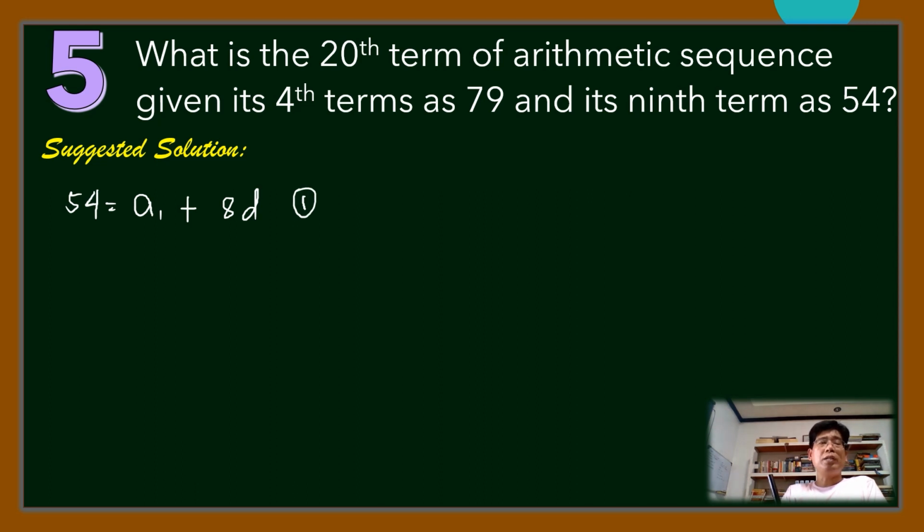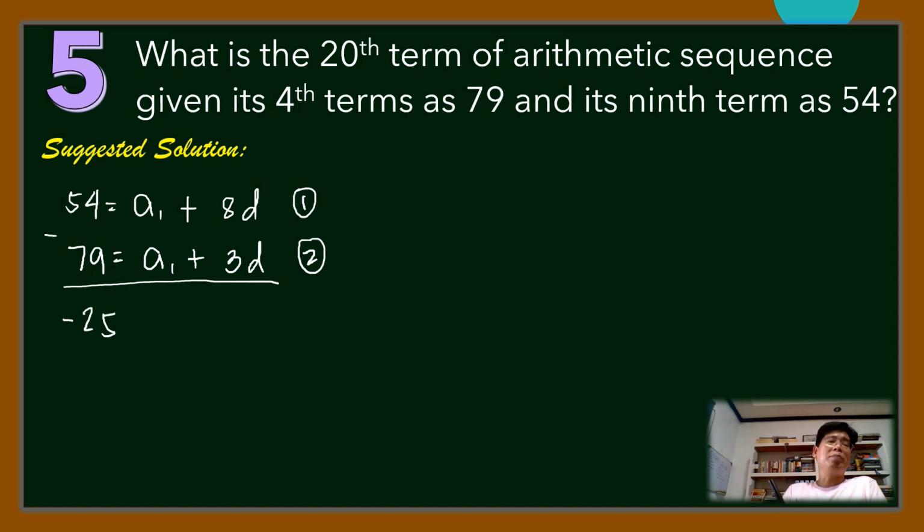Let's have this as equation 1. Also, we are given 79 as the 4th term. We have 79 equals a sub 1 plus 4 minus 1 is 3 times the common difference. Again, let us subtract these two equations term-wise. We have negative 25, that's 54 minus 79, equals a sub 1 minus a sub 1 is 0, 5d. Dividing both sides by 5, we have d is equal to negative 5.